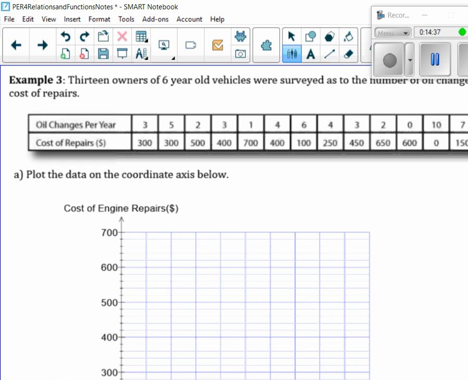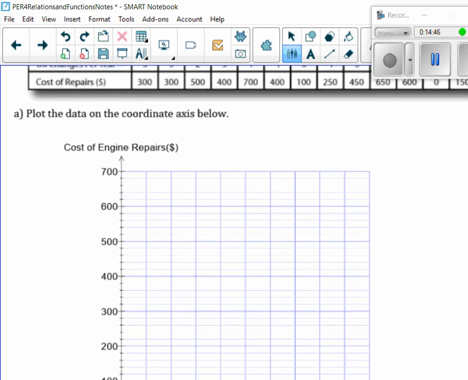13 owners of 6-year-old vehicles were surveyed as to the number of oil changes and the cost of repairs. So we're going to plot this. I'll give you a moment to plot this. This is all nicely done.